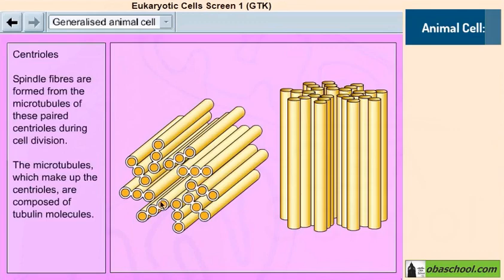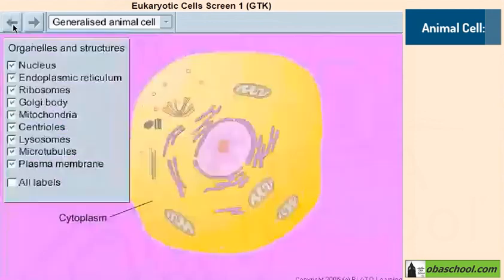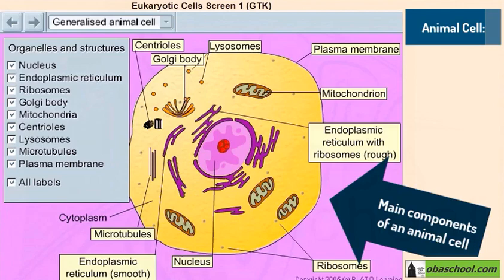Centrioles, on the other hand, are made from microtubules and they are used in cell division. And they help in forming the spindle fibers for the sister chromatids to separate. So, finally, these are the main components of an animal cell.